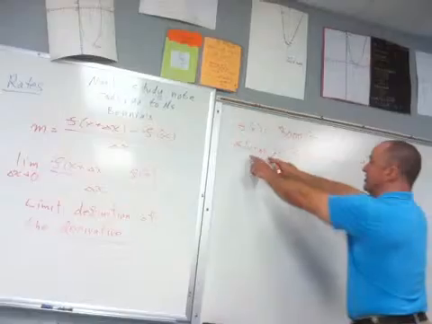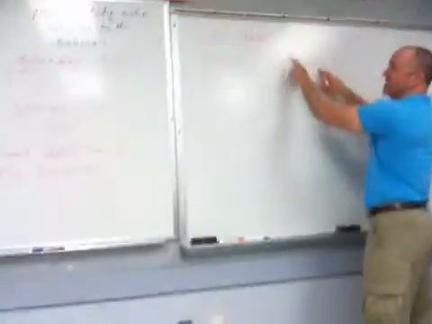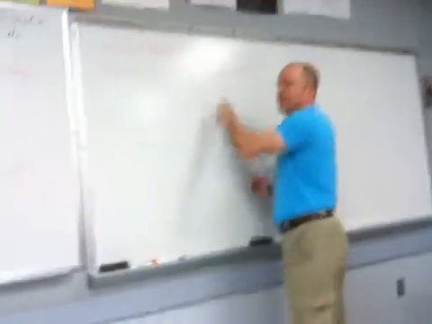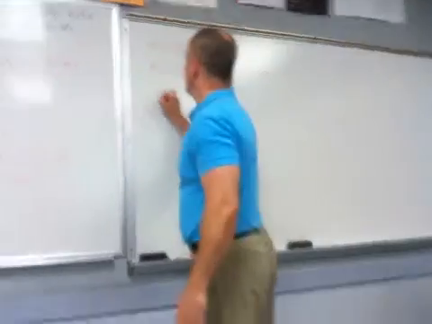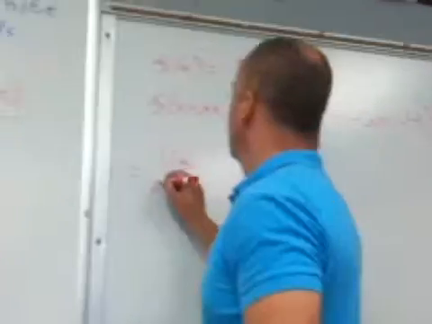I just take x plus delta x and put it in everywhere there was an x in the original function. So here's what we have to do. We have to find the limit.